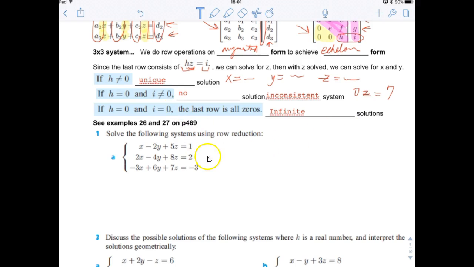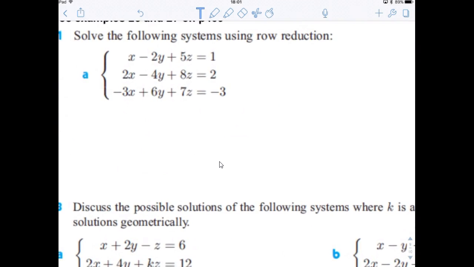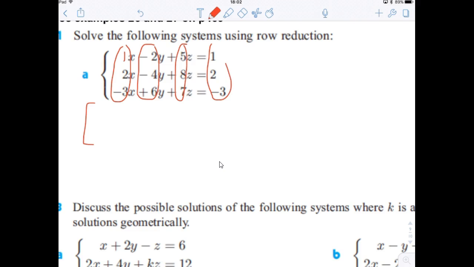All right, let's move on to a real problem here. We're going to solve the following system using row reduction, which means we are going to start with augmented matrix form, which I'm going to write here. The way I make augmented matrix form is I use 1, 2, negative 3 for the first column. I use negative 2, negative 4, 6 for the second column, and I use 5, 8, 7 for the third column. And the fourth column, the augmented column, is 1, 2, negative 3.